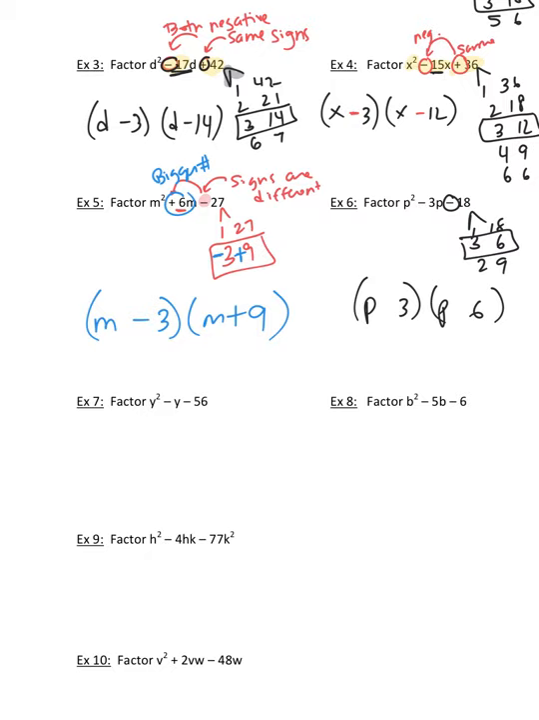So this negative tells me the signs are different. And then I look to the middle. The bigger number is negative. So I give a negative to the 6 and a positive to the 3. So that when I add them, I get a sum of negative 3. But when I multiply, I get a product of negative 18.